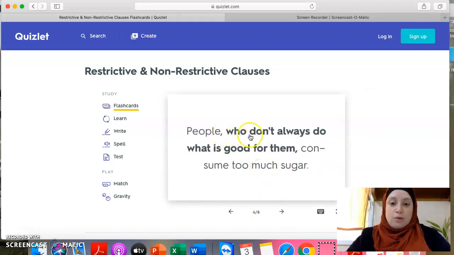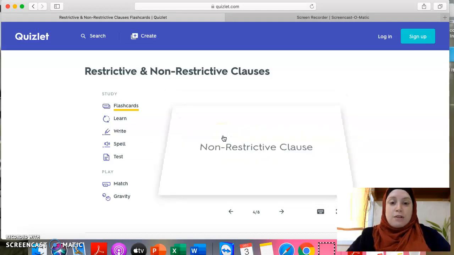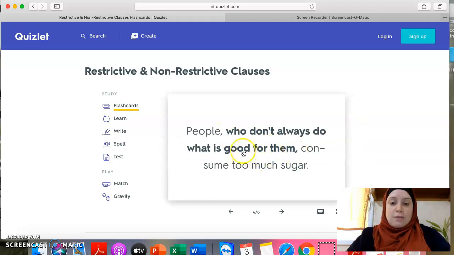"People, who don't always do what is good for them, consume too much sugar." So again, our indication here is that this is not necessary to the sentence by the commas that start the clause and end the clause in the middle of the sentence. The sentence, "People consume too much sugar," will stand on its own.